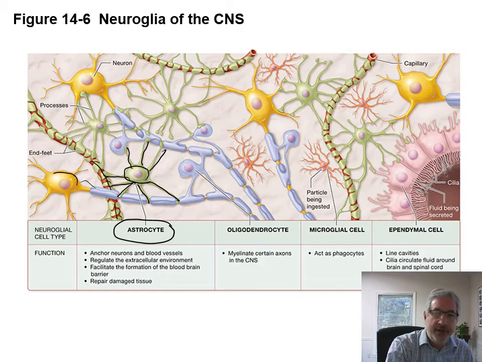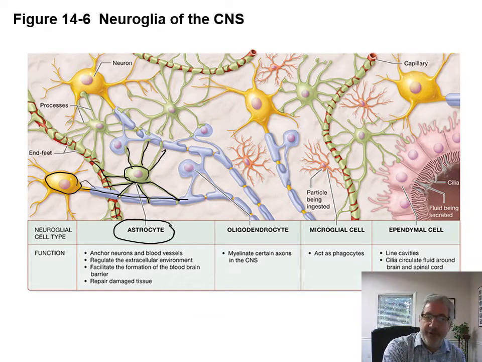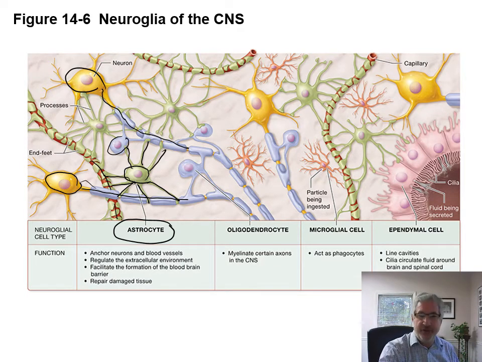This is a neuron cell body here. This is an axon coming down here. So you can see the astrocytes reaching out and touching not only the capillary but also the axon of this neuron here. It's also reaching out and touching the cell body of an oligodendrocyte over here. And it's also reaching out and touching the axon of another neuron right here. It helps anchor neurons and blood vessels in place, which is one of the big functions it has. It also regulates the extracellular environment, facilitates formation of the blood-brain barrier, and helps repair damaged tissue.